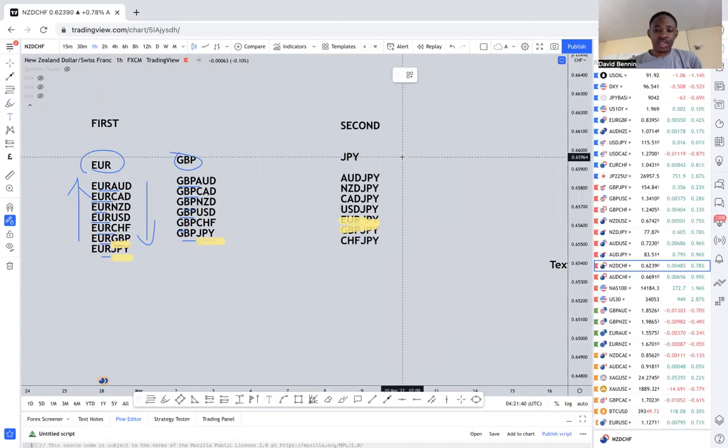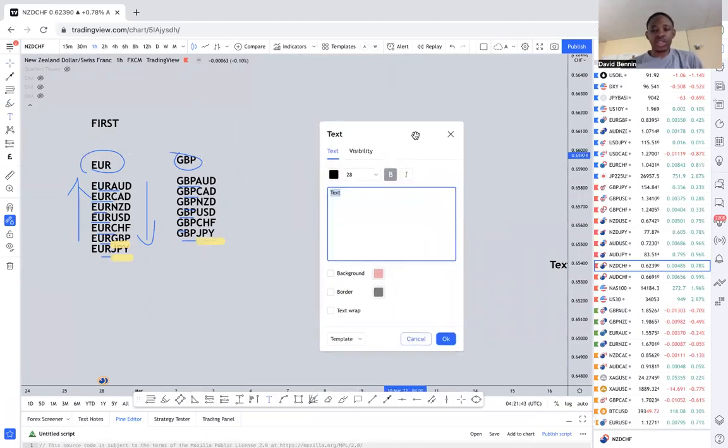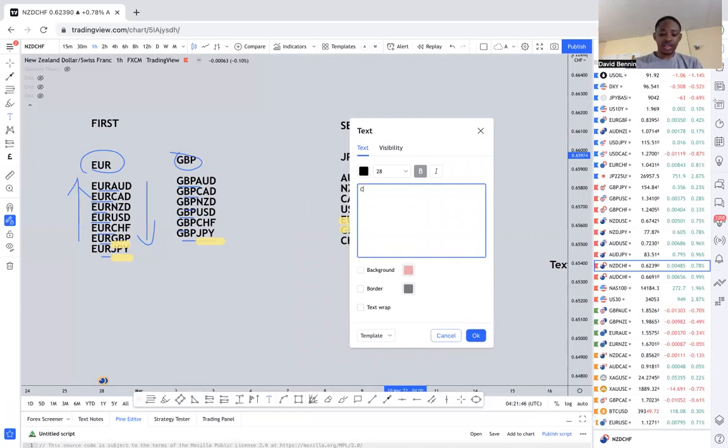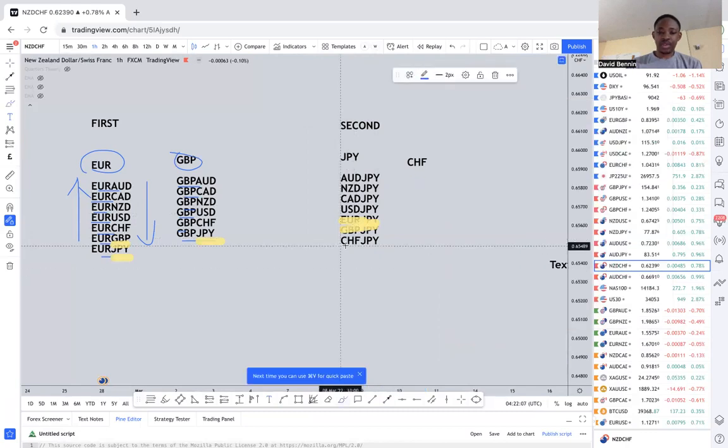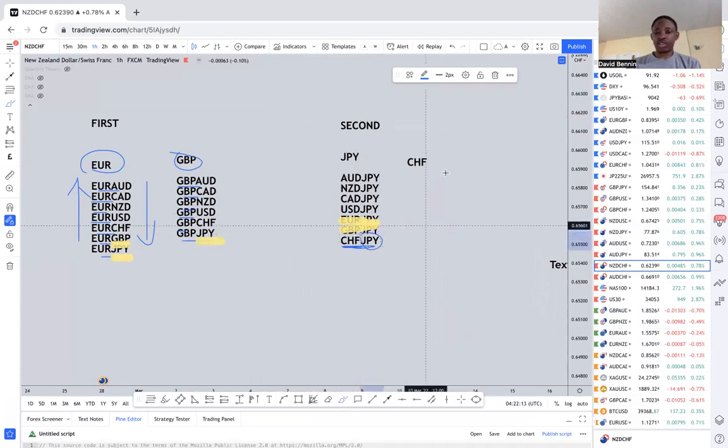So we have another currency that also always takes the second position. That currency is the Swiss franc. The Swiss franc also always takes the second position. But the only time the Swiss franc would become the first position is when it's paired with the Japanese yen. You can see the Swiss franc is the first currency here, and the Japanese yen is the second currency. So we said the Swiss franc would always be the second currency, but the exception is when it is paired with the Japanese yen. Japanese yen will maintain its second position.